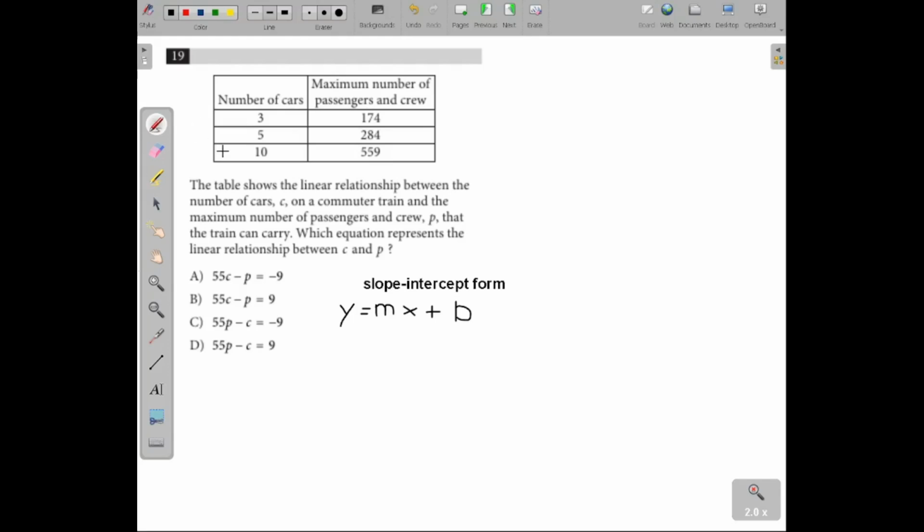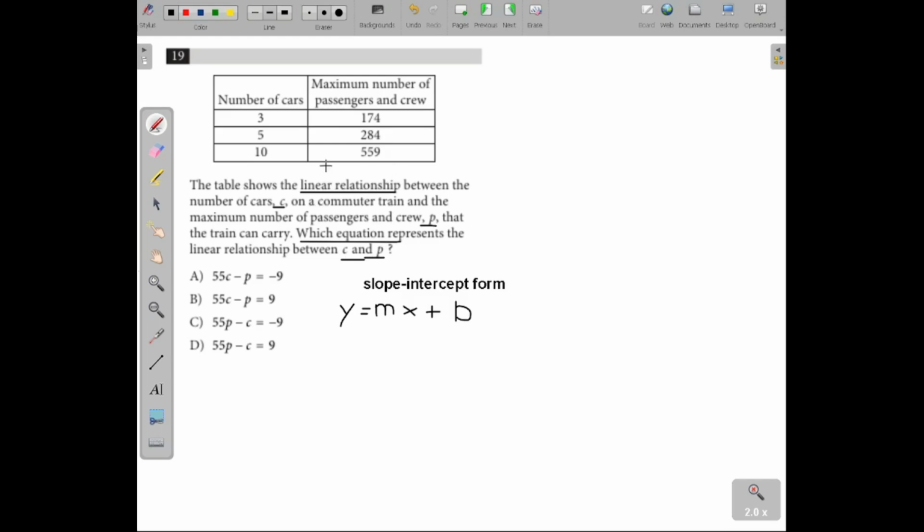Number 19. The table shows the linear relationship between the number of cars, C, on a commuter train and the maximum number of passengers and crew, P, that the train can carry. Which equation represents the linear relationship between C and P?